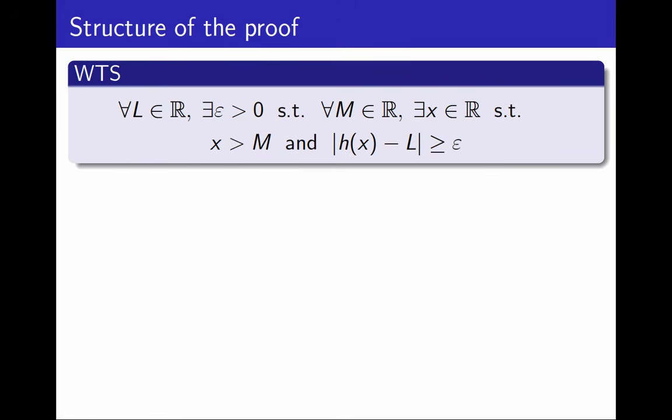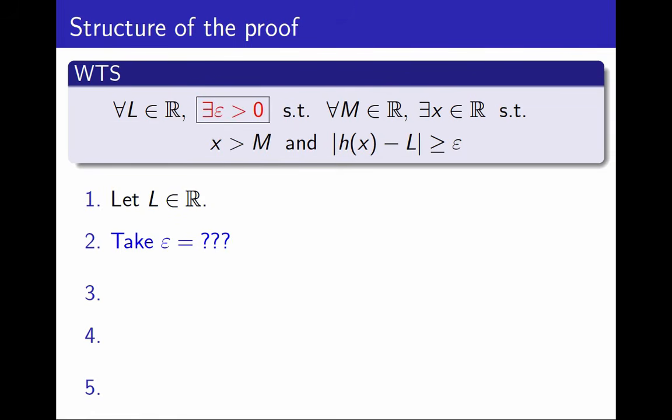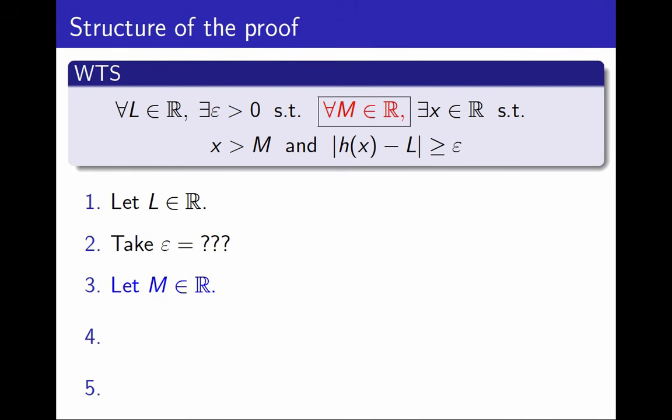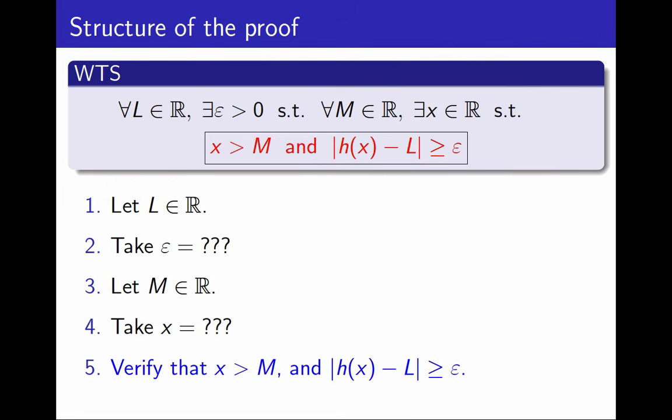Okay, this is what I want to show. So my proof must begin by fixing an arbitrary real number L. Then I will need to say what I take as epsilon, possibly as a function of L. Then I will fix an arbitrary real number m. Then I will need to say what I take as x, possibly as a function of L and m. And finally, I need to verify the two inequalities.